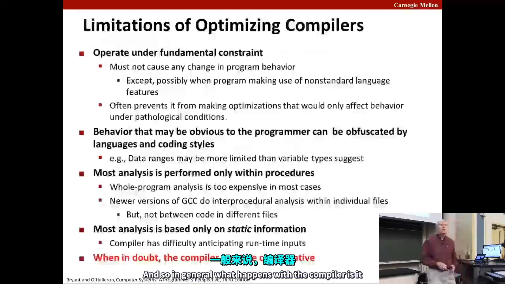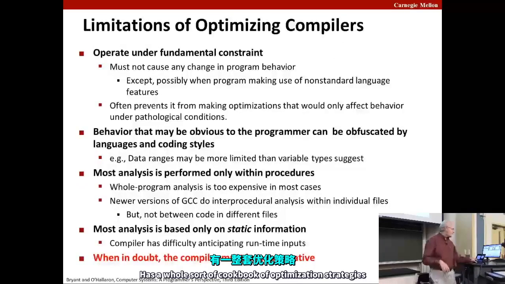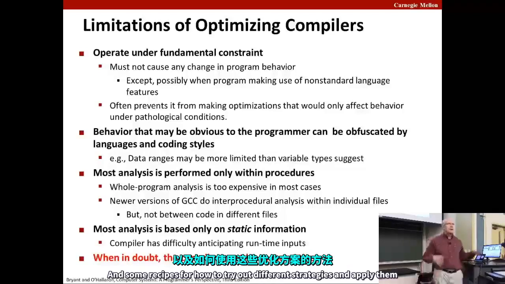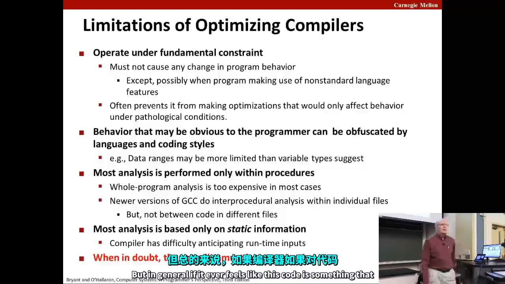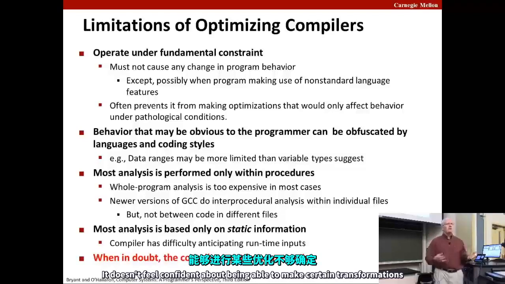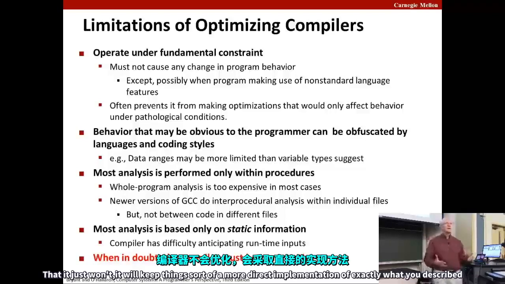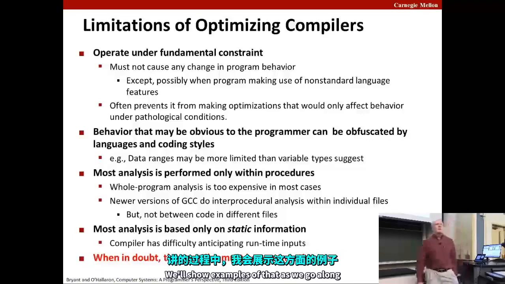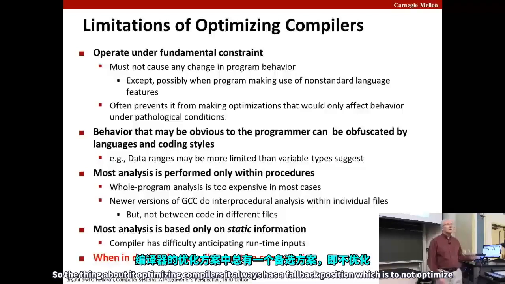In general, what happens with the compiler is it has a whole cookbook of optimization strategies and some recipes for how to try out different strategies and apply them. But if it ever feels like this code is something that it doesn't feel confident about being able to make certain transformations on, then it just won't. It will keep things a more direct implementation of exactly what you describe. And we'll show examples of that as we go along. So the thing about optimizing compilers is that it always has a fallback position, which is to not optimize.